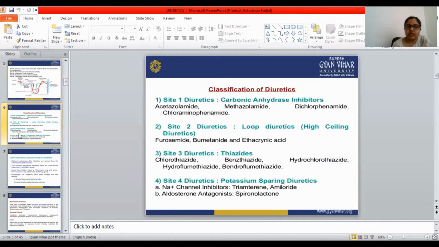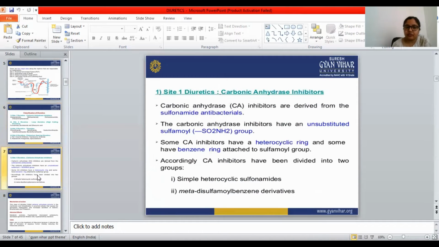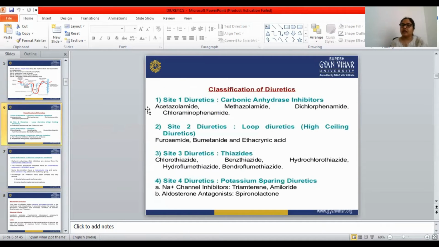Okay, so these are the classification of the diuretics. First is the carbonic anhydrase inhibitors. Examples of the carbonic anhydrase inhibitors are acetazolamide, methazolamide, dichlorphenamide, and chloraminophenamide. The next class is the loop diuretics, and the examples of the loop diuretics are furosemide, bumetanide, and ethacrynic acid.